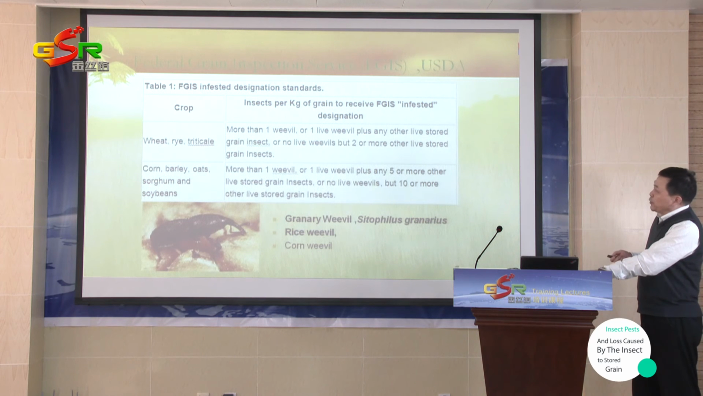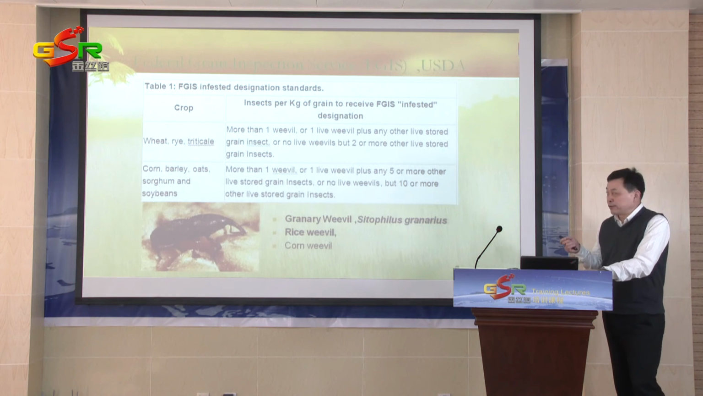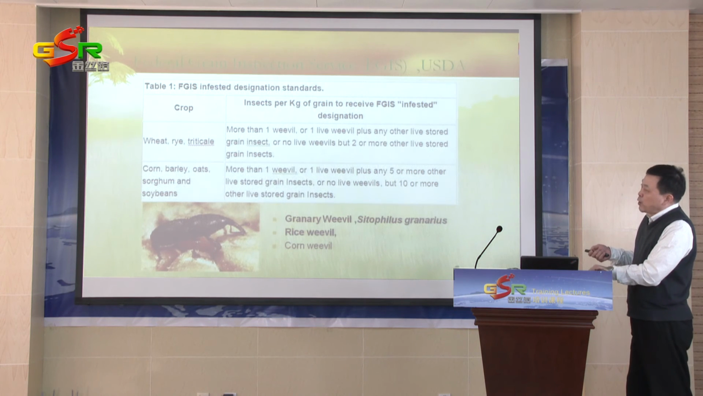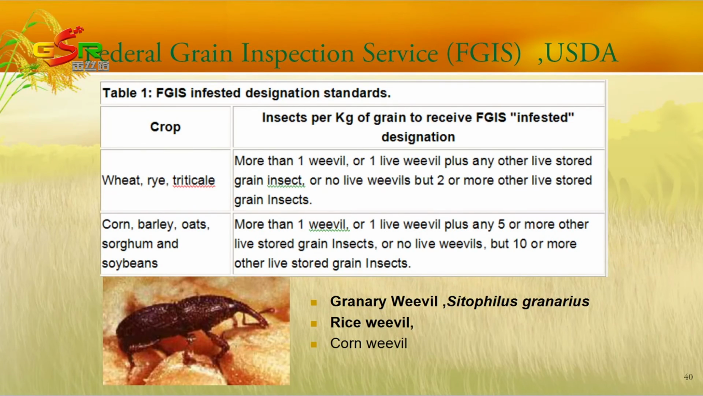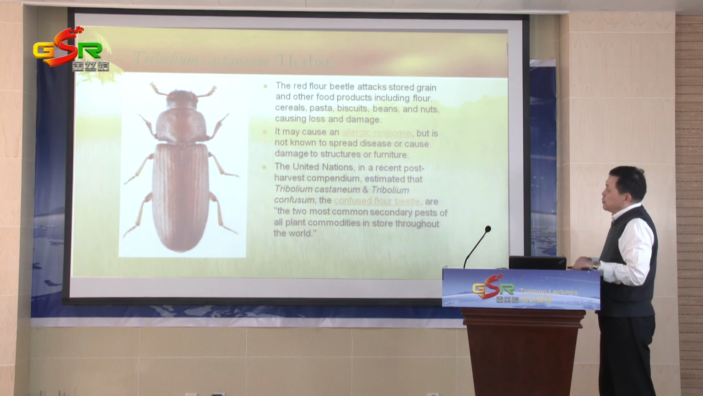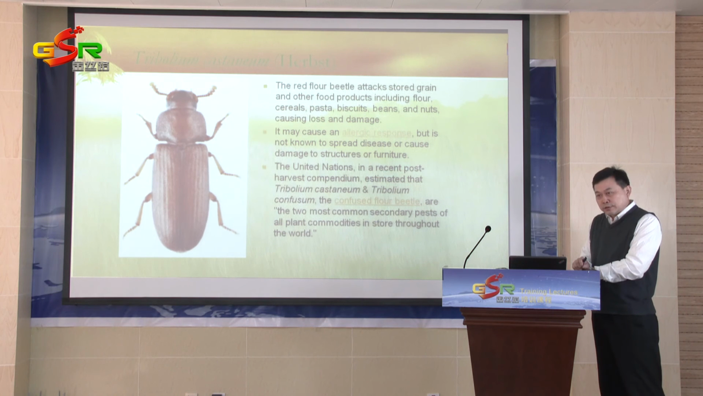The USDA, the American Federal Grain Inspection Service, has a standard for insects in stored grain at this level, for wheat, rye, triticale, and other cereals. As we know, in the US, the weevils usually include Sitophilus granarius and Sitophilus zeamais. Tribolium is very common in stored grain with some broken kernels or with some powder.